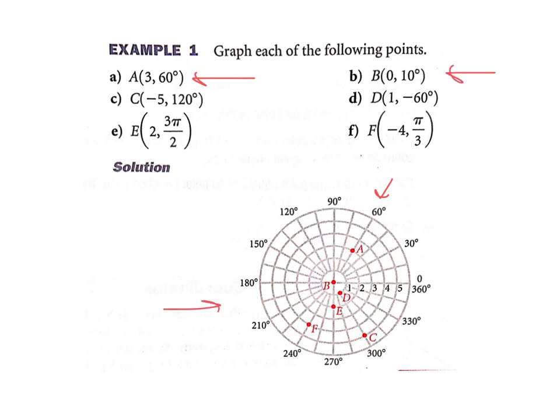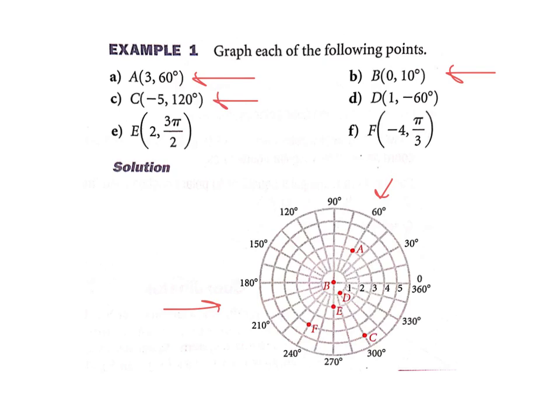Part B, (0, 10 degrees). Okay, so 0, which means not even going anywhere. Look where B is. B is on the pole because it has 0. So even though it's 10 degrees, you're not leaving the origin or the pole, because your radius is 0. Your radius is what comes first. I keep saying circles, but that's what the radius is of the circle. There's a number in front.